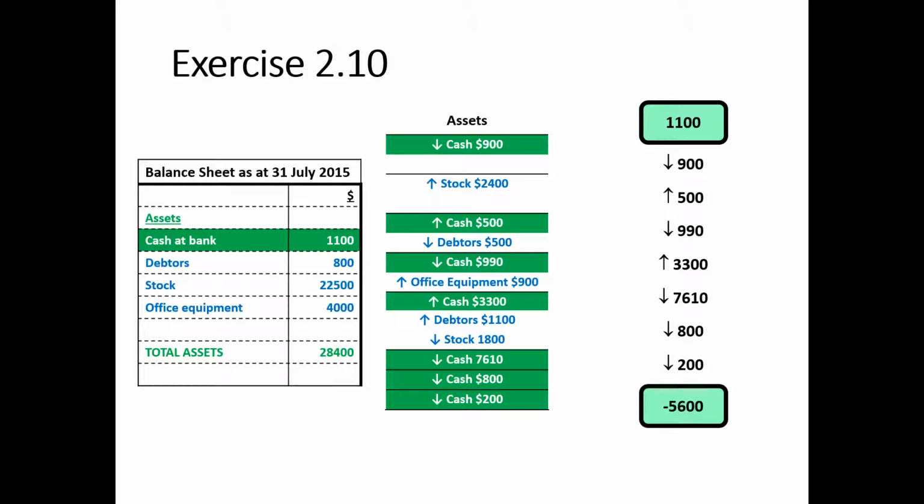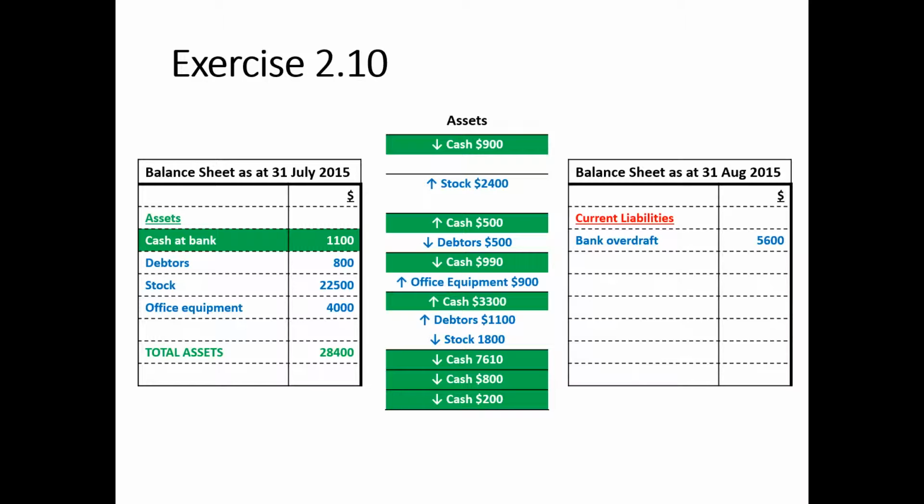So if the cash balance is negative, rather than listing it as a current asset, we're actually going to put that as a current liability called bank overdraft.